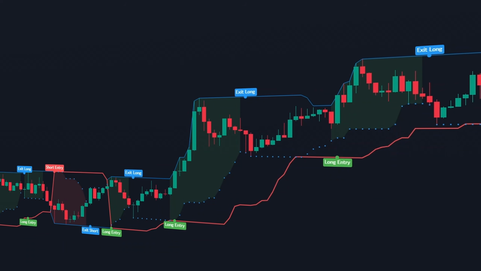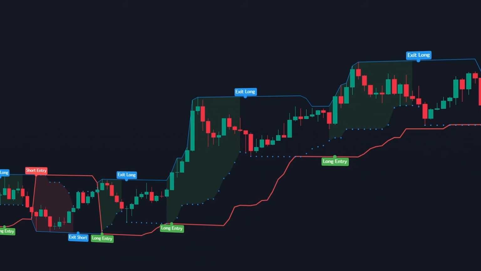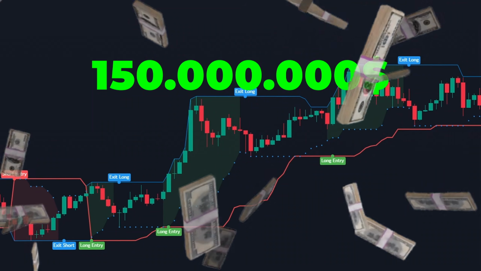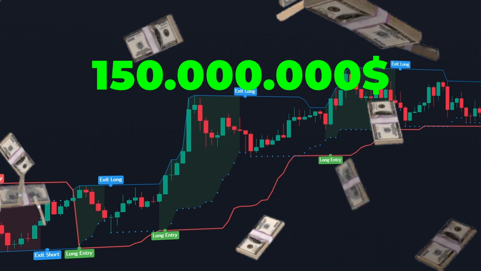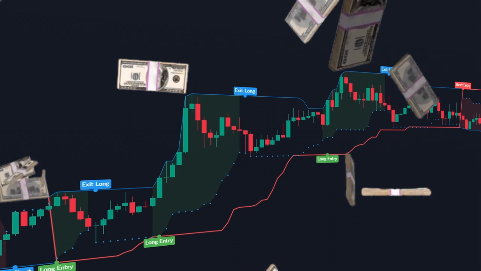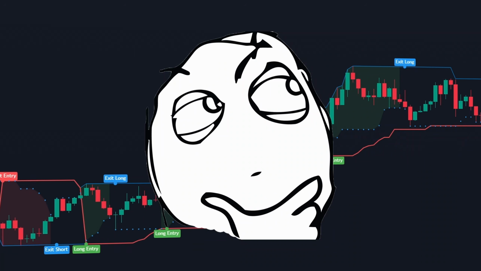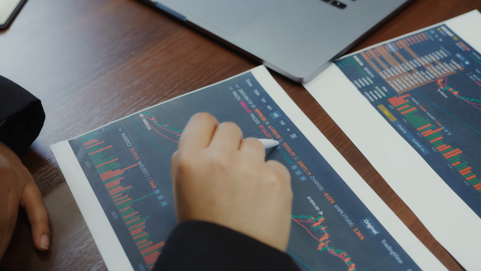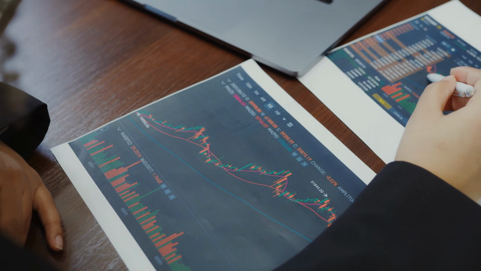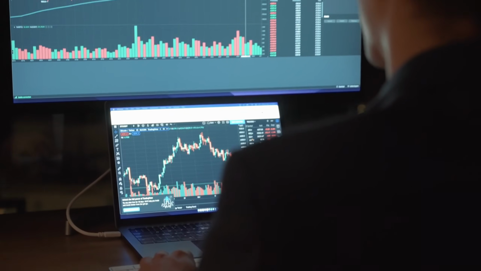Today we're going to explore an experimental indicator that made 150 million and an 80% annual return for 4 years, according to its creator. But considering that I'm usually skeptical about profit claims, I decided to turn that indicator into a strategy script ready for backtesting. And here is what I found.